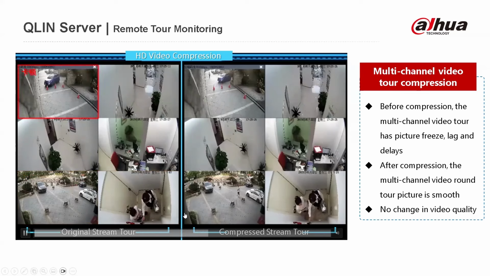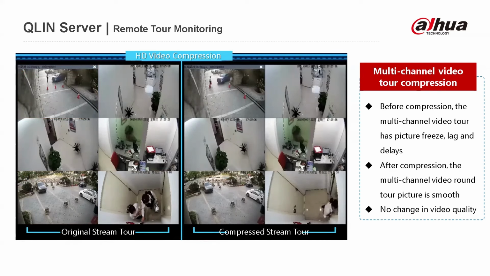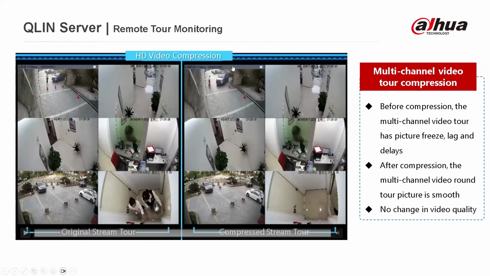Look, this video is stuck. This is stuck. But in this case, this video is moving, like the targets are moving in a compressed stream. So it means that the implication on bandwidth is significant when using a QLIN server to do the video compression. So where does this QLIN server sit?